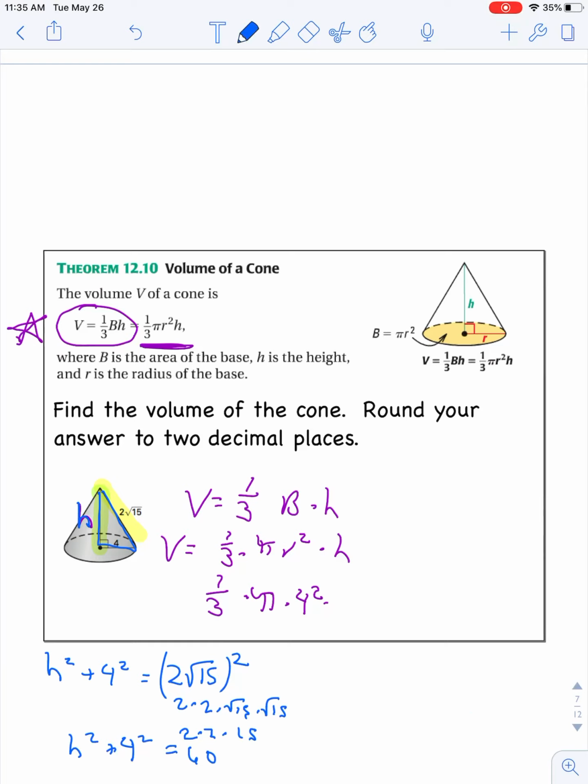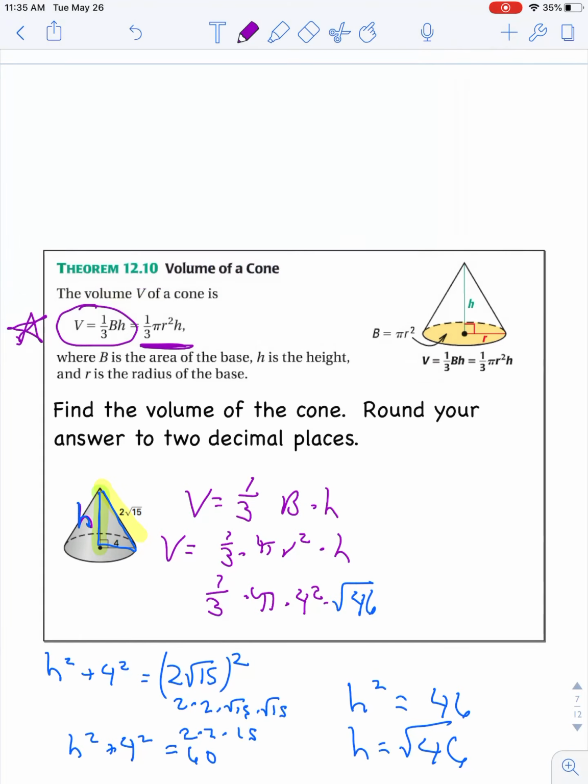H squared is equal to 46, and so h is the square root of 46. And you can just leave it again. That will be more exact if you put it in like that. So now I'm going to put that in for my height rather than a rounded answer.